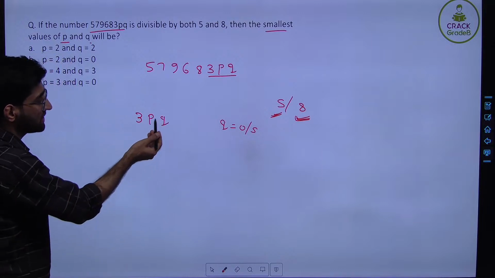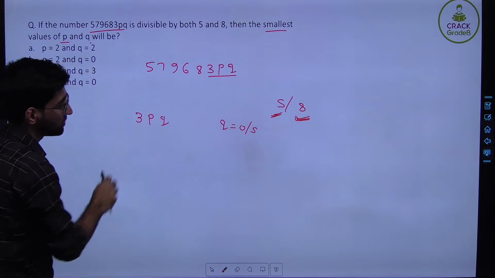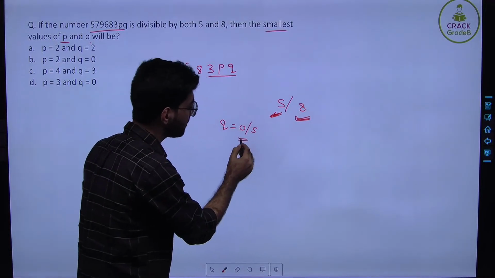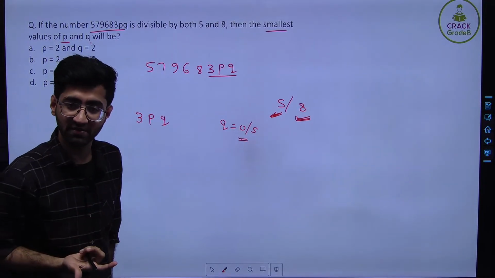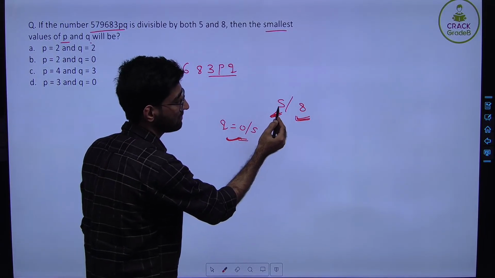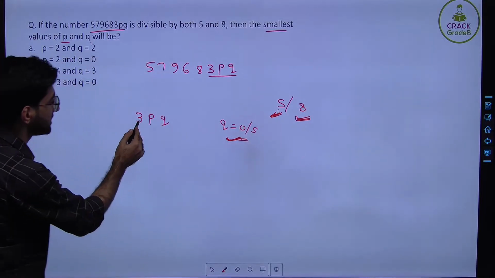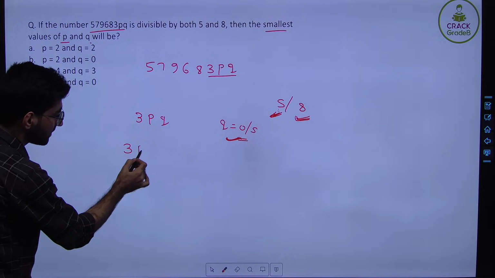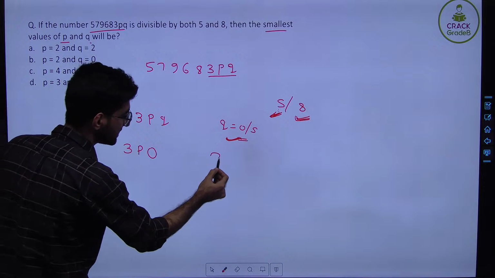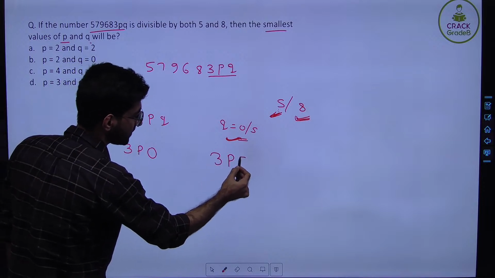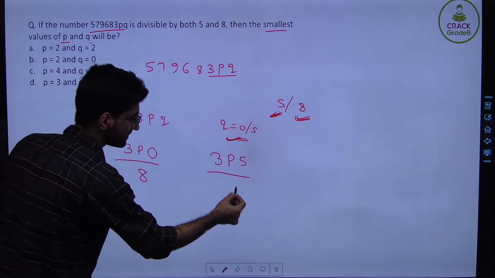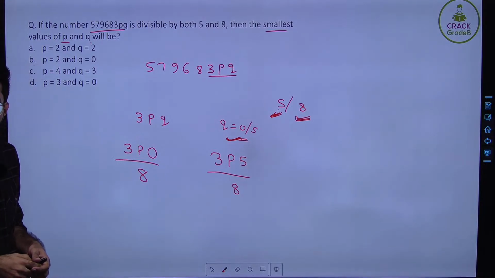Obviously, we don't have any kind of value related to P, but now we know the possible values for Q, that are 0 and 5. And how did we find these values? By thinking about the divisibility rule of 5, right? So 3PQ means 3P. If you think about Q being 0, so 3P0, and there is another possible number 3P5, right? And these numbers must be divisible by 8.